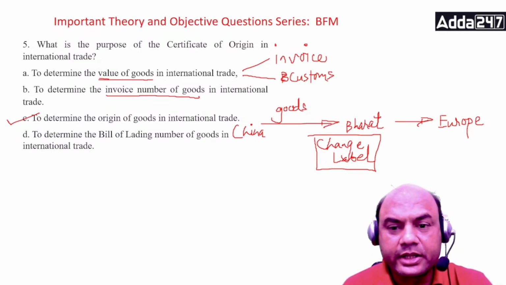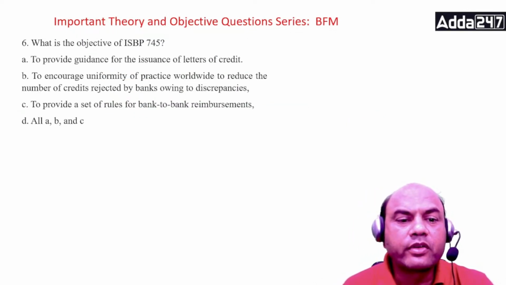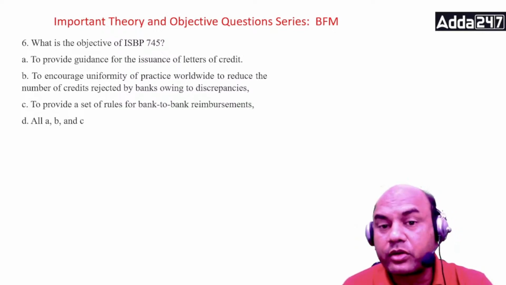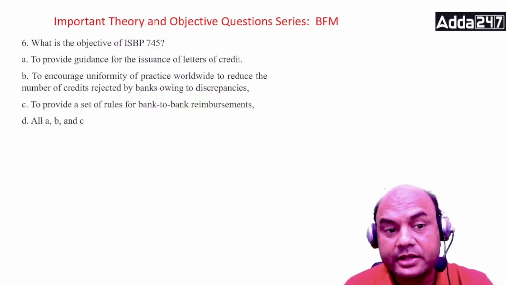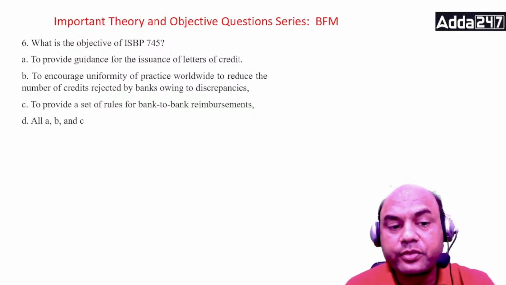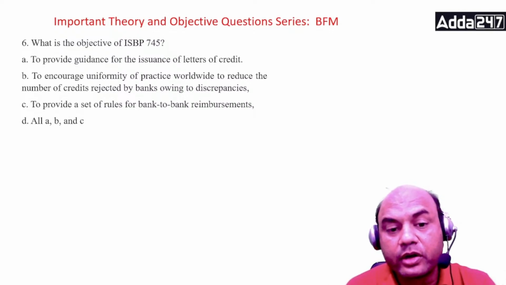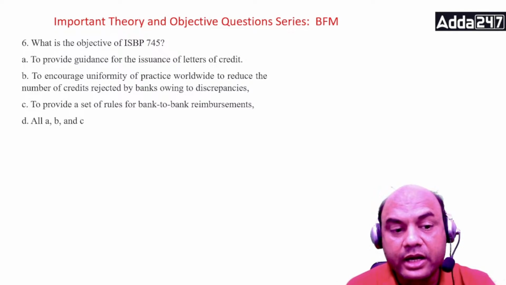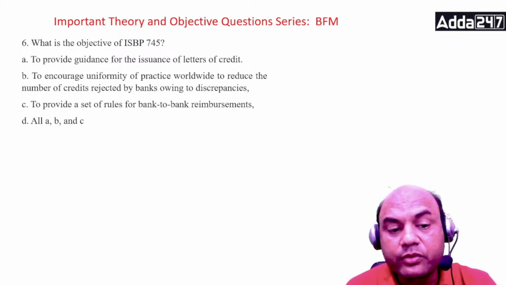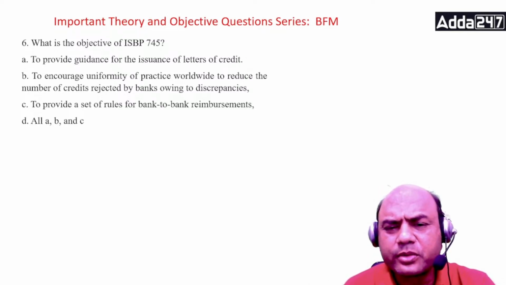Shall we move on to the next one? Okay, chalo. What is the objective of ISBP 745? Now we are talking completely of module A, international trade. The options are: to provide guidance for issuance of LC, to encourage uniformity of practice worldwide, to reduce the number of credits rejected by banks owing to discrepancies, to provide a set of rules for bank-to-bank reimbursement, or all of A, B and C. So what do you think should be the answer?